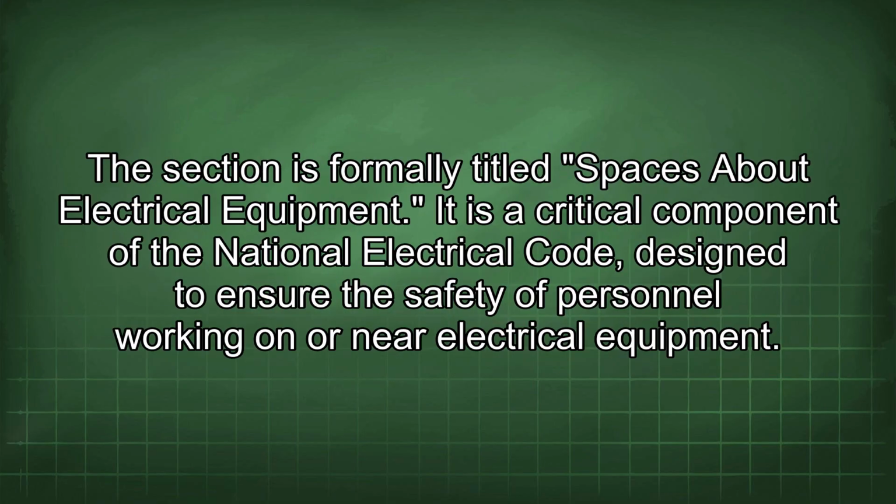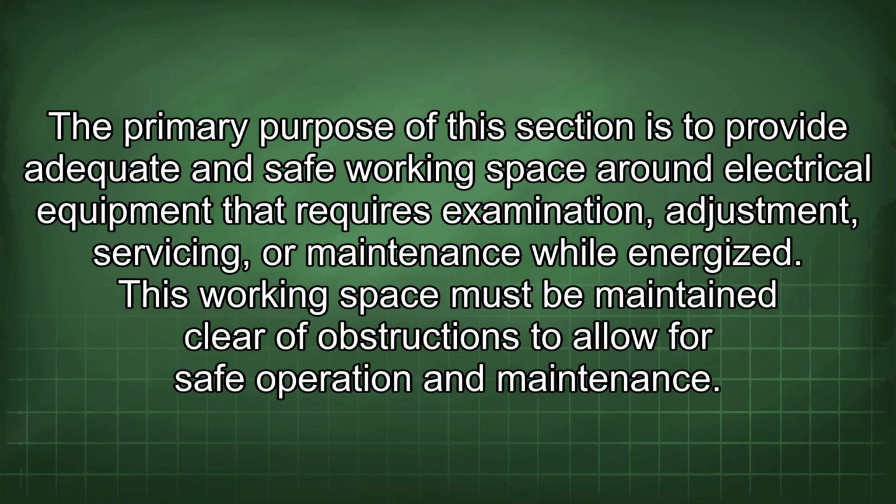110.26. This section is formally titled Spaces about Electrical Equipment. It is a critical component of the National Electrical Code, designed to ensure the safety of personnel working on or near electrical equipment. The primary purpose of this section is to provide adequate and safe working space around electrical equipment that requires examination, adjustment, servicing, or maintenance while energized. This working space must be maintained clear of obstructions to allow for safe operation and maintenance.